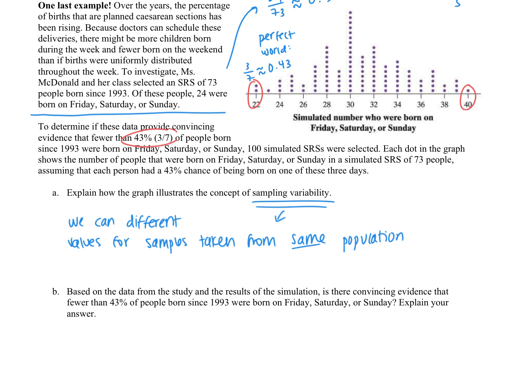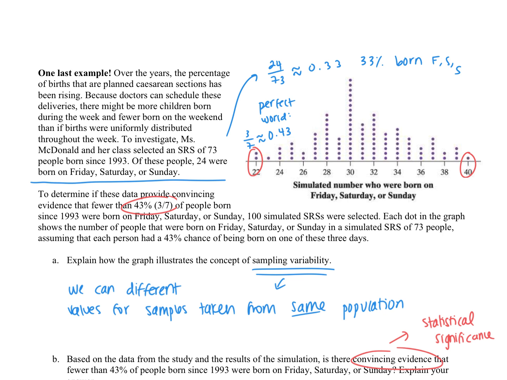And this last thing, do we have convincing evidence that less than 43% were born on a Friday, Saturday, or Sunday? So here's what I want you to write down. Convincing evidence is also called statistical significance. Do we have statistically significant results? Okay, here's what you're doing. You're figuring out where ours occurred. So 24 occurred here. So really we're looking at 24 and less.